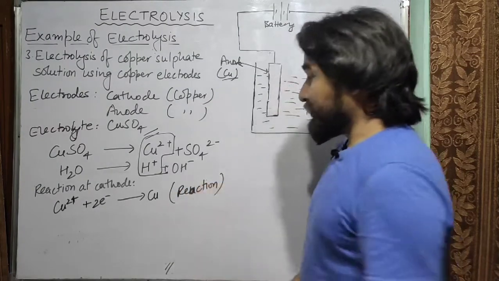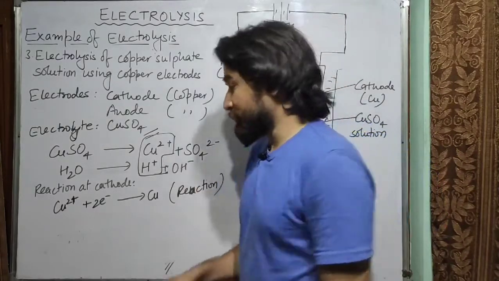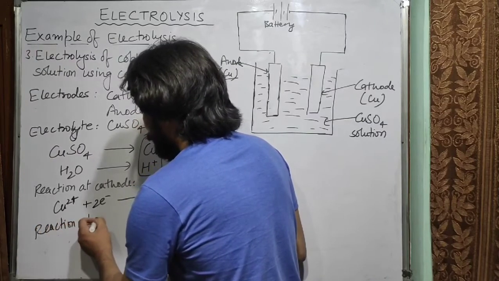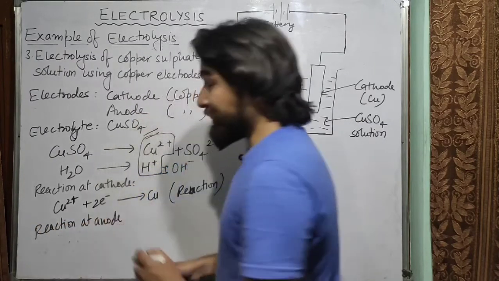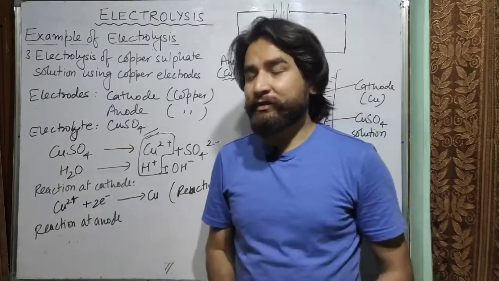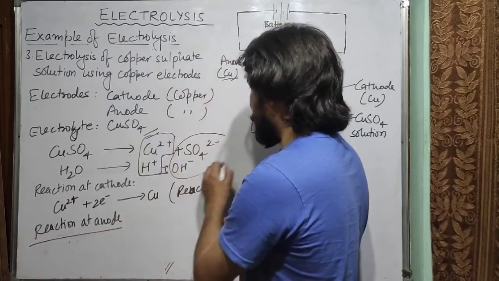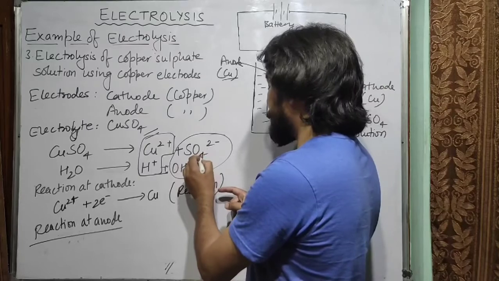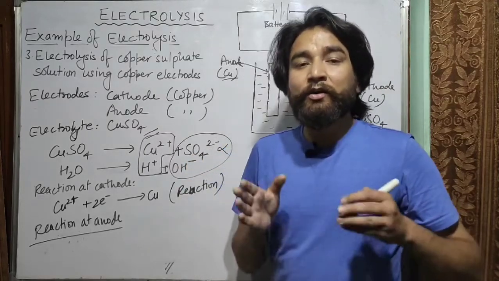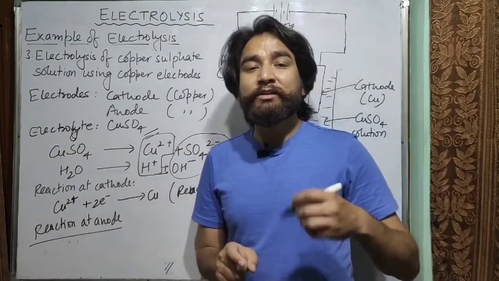Now in this case a different type of reaction will take place at the anode. So remember, the reaction at the anode. You know that oxidation takes place at the anode, but because there are two ions, one is the sulfate ion and the other is the OH minus ion, the sulfate ion cannot get oxidized, and the OH minus ions will not react here. The substance that will get oxidized here is copper.